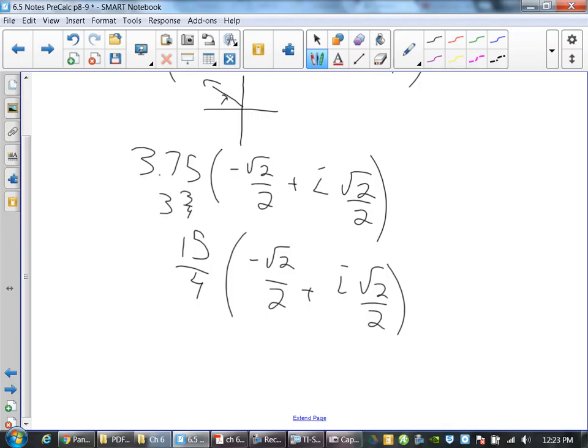What happens when you multiply fractions? Just multiply across. What's 4 times 2? 8. So you're going to get negative 15 root 2 over 8 plus I, so let me write it the right way, 15 I root 2 over 8. Technically the I should be prior to the radical. The book puts it usually at the back end.